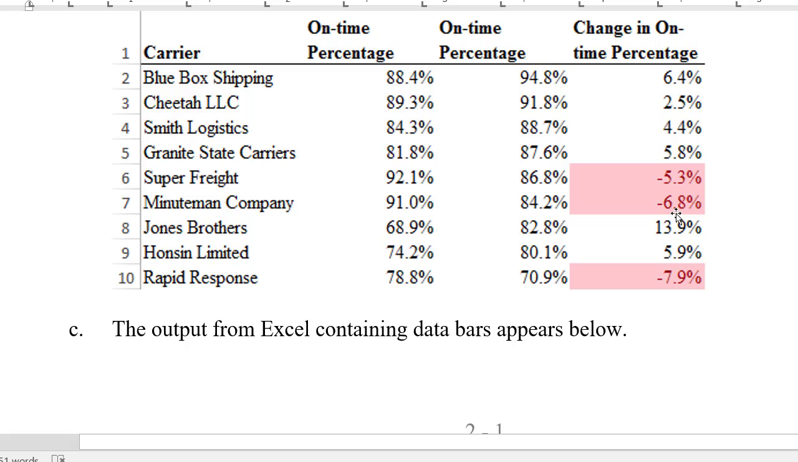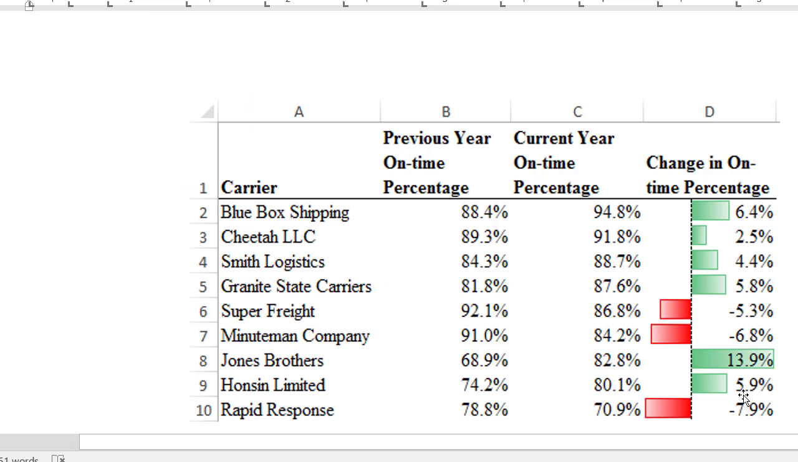The conditional formatting is to highlight the carrier whose on-time percentage decreased from the previous year to the current year. So you should have had something like this. Also notice you need to have calculated the change in on-time percentage, and that's just this value minus this value. So that gives you this. Then you were asked to do data bars based on the change in percentage, so you should have something that looks like this. If you missed any of these, again, another half a point.